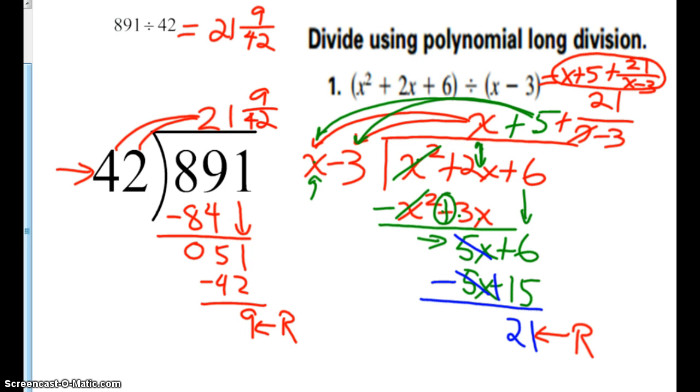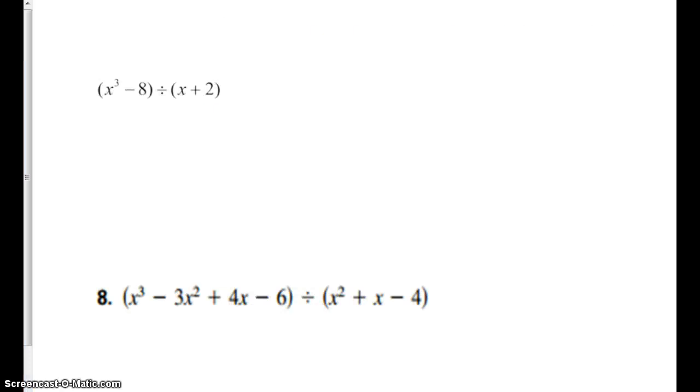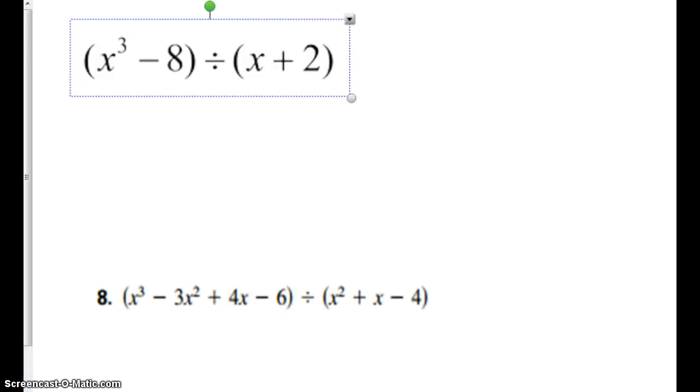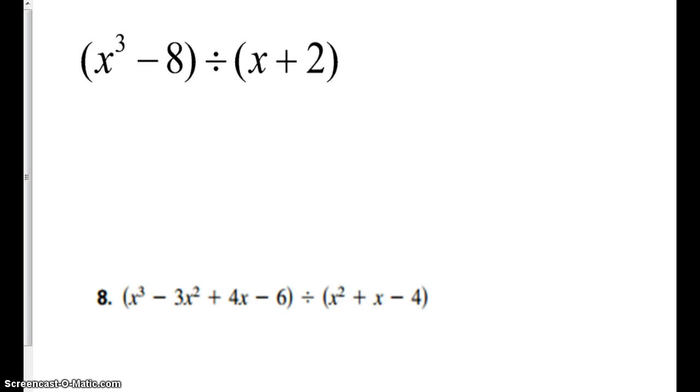Now, notice that in both of these, the divisor and the dividend, every x starting with x squared down to the plain number was represented, right? Well, what happens if it's not? Let's take a look at another example. Let's take a look at this example here where I've got x cubed minus 8 divided by x plus 2. Well, when I go to make my box, I know that x plus 2 goes on the outside because he's second.